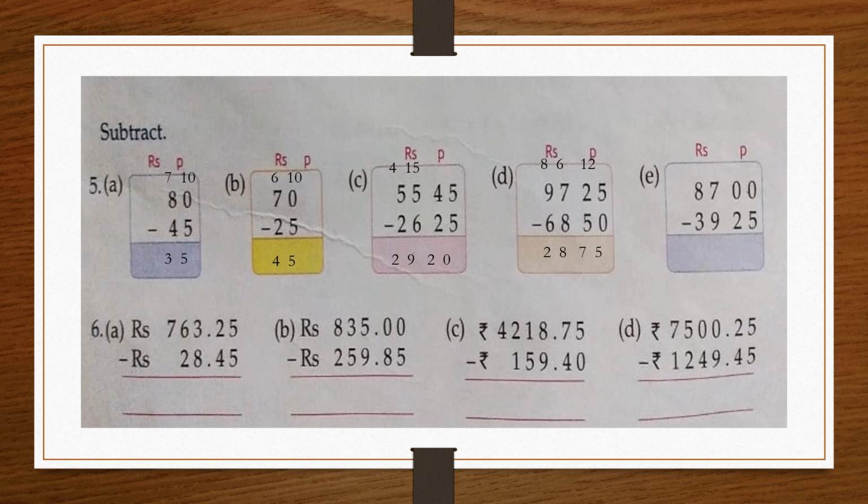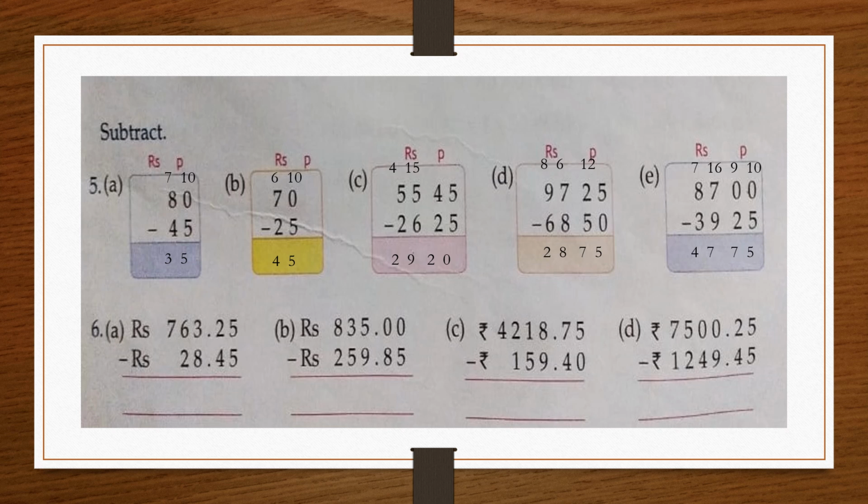Now children, in the next question, 87 rupees minus 39 rupees 25 paisa. So children, from 0 you cannot subtract the bigger number. So what you will do, you will borrow 1 from 7. First it will go to the tens place, and the tens place will give the 1 to the ones place. So at the ones place it will become 10, and at the tens place it will become 9. And at the hundreds place the 7 is reduced to 6.